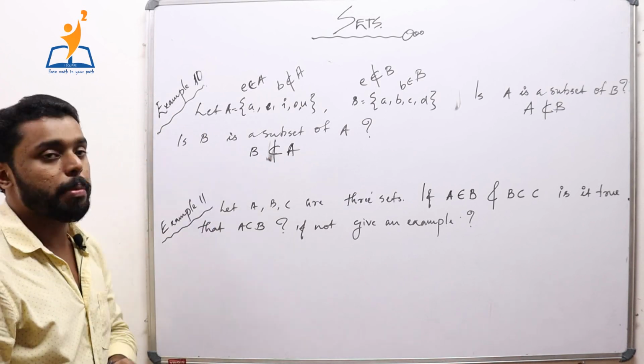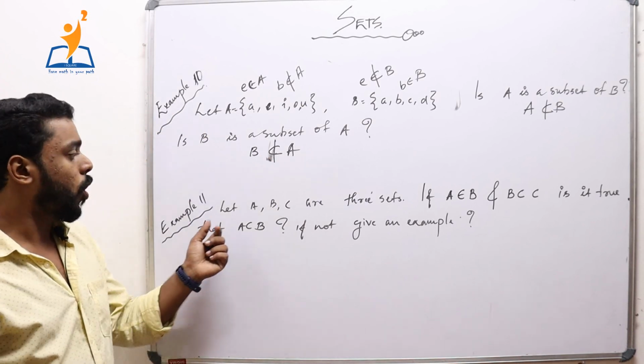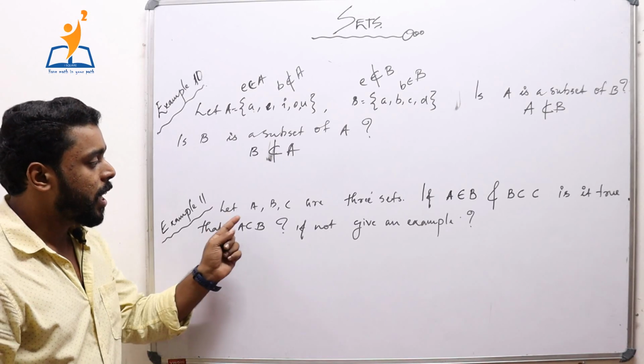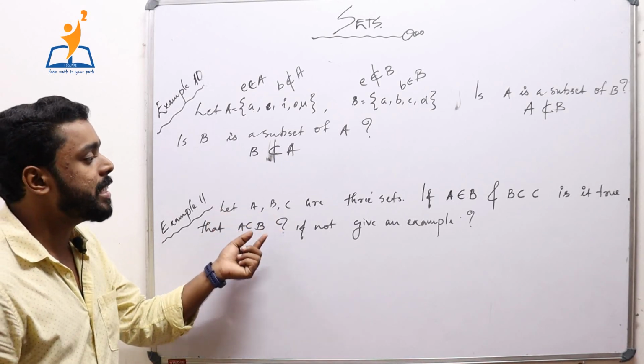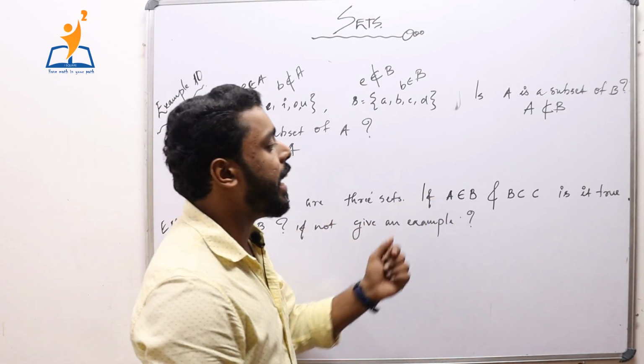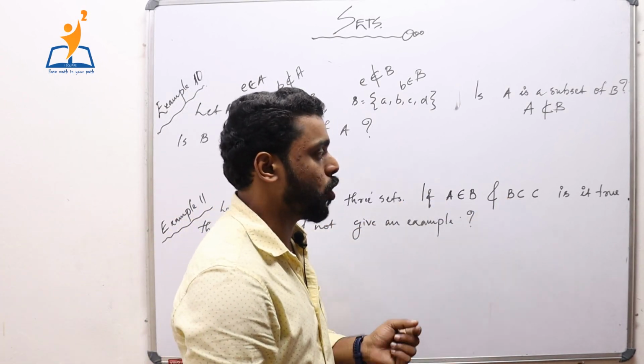That's it, example number 10. Now coming on to example number 11. This is a very important example, please note it down. Let A, B, C be 3 sets. If A is an element of B and B is a subset of C.